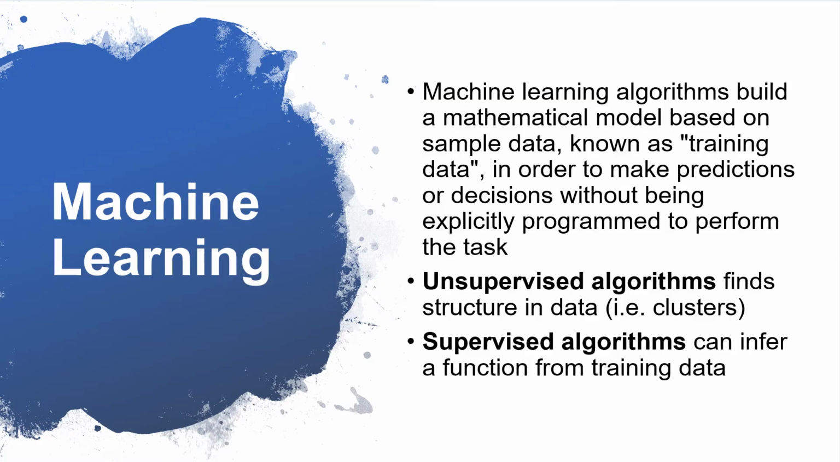On the other side, machine learning algorithms build a mathematical model based on sample data, known as training data, in order to make predictions or decisions without being explicitly programmed to perform the task. There are 2 kinds of algorithms. First one, unsupervised algorithms. These algorithms find structure in data, like, for example, clusters. And the other kind are supervised algorithms. They can infer a function from training data.